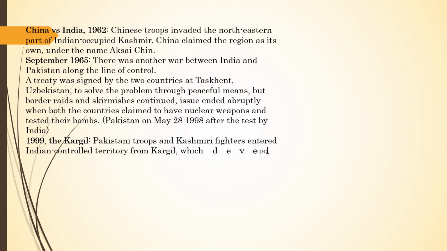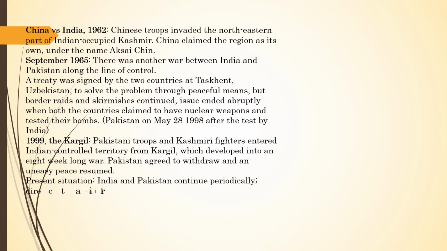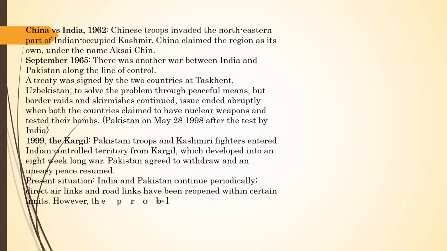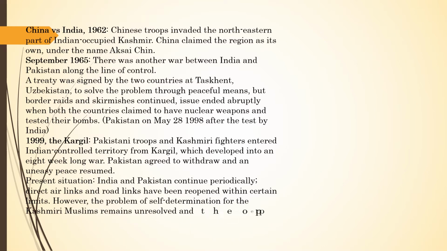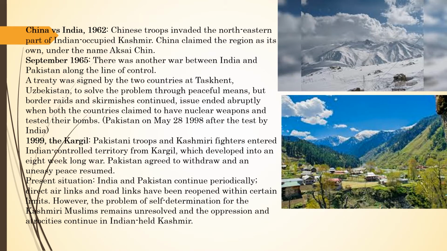Issues ended abruptly when both the countries claimed to have nuclear weapons and tested their bombs. Pakistan tested its nuclear bomb on May 28, 1998, after the tests by India. In 1999, at Kargil, Pakistani troops and Kashmiri fighters entered Indian controlled territory, which developed into an 8 week long war. Pakistan agreed to withdraw and an uneasy peace resumed. The present situation is that Pakistan and India continue talks periodically. Direct air links and road links have been reopened within certain limits. However, the problem of self-determination for the Kashmiri Muslims remains unresolved, and the operations and atrocities continue in India-held Kashmir.